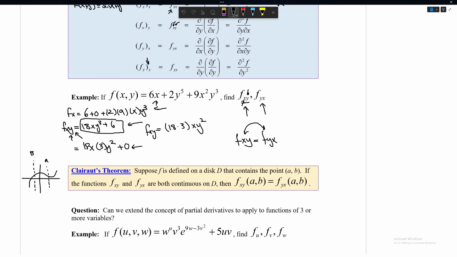If they tell me this, I have a function defined on my domain, and I give you a point a and I give you a point b. If the functions are both continuous on D, no holes, no asymptotes, if they're both continuous on D, then they equal each other at these two points, like between these two points. They equal each other. So when you take this section and you get your derivative of x in terms of y and then your y in terms of x, they equal each other.